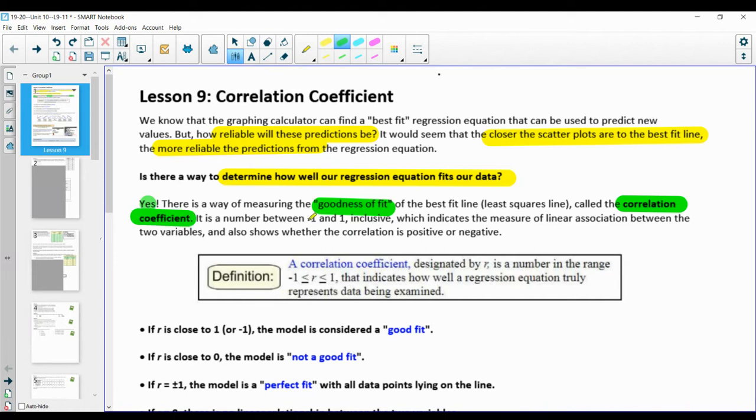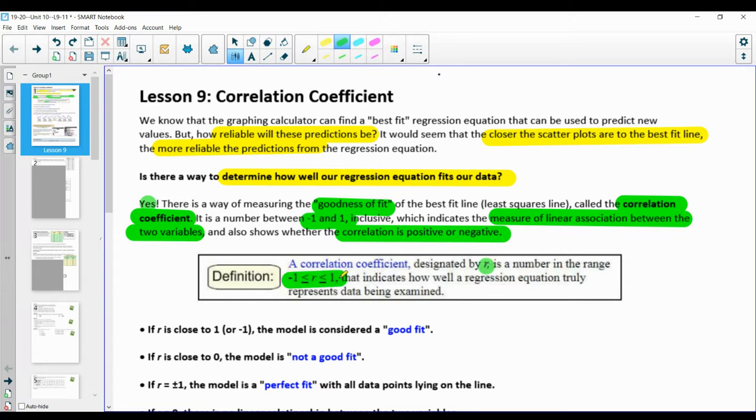The correlation coefficient is a number from -1 to 1, and it indicates the measure of linear association between the two variables. It also tells us whether the correlation is positive or negative based on the sign. The correlation coefficient is designated by the variable r, and it tells us how good our equation is at predicting. The good thing is your calculator is going to do all of the calculations for r for you. You just have to be able to interpret it.